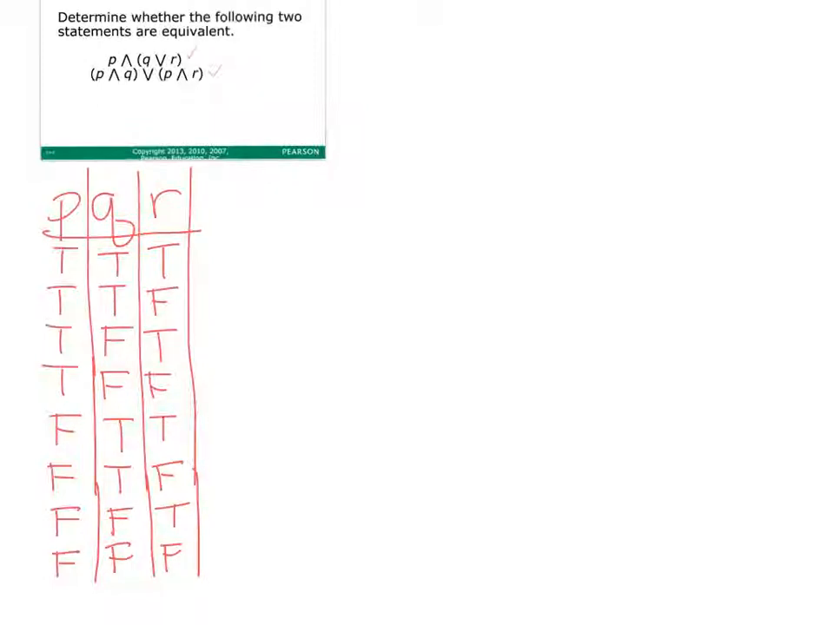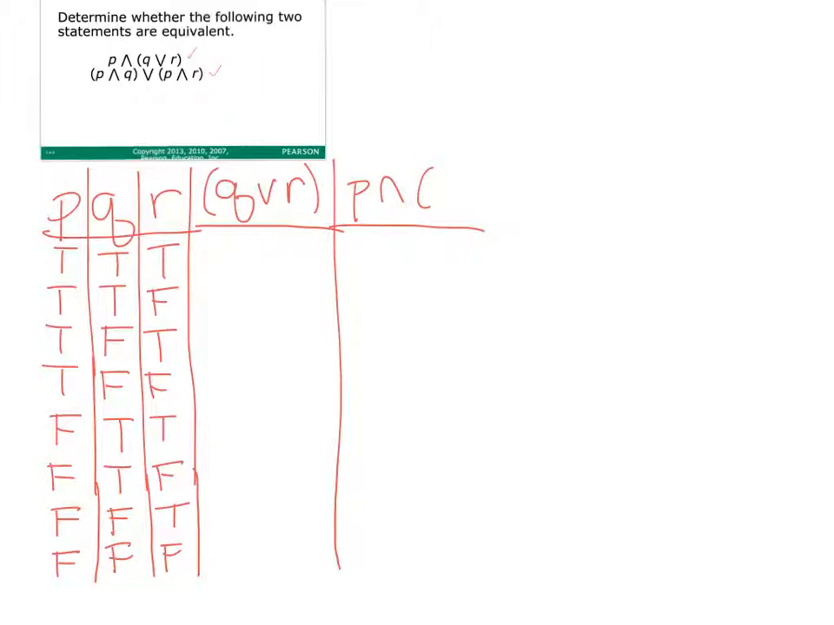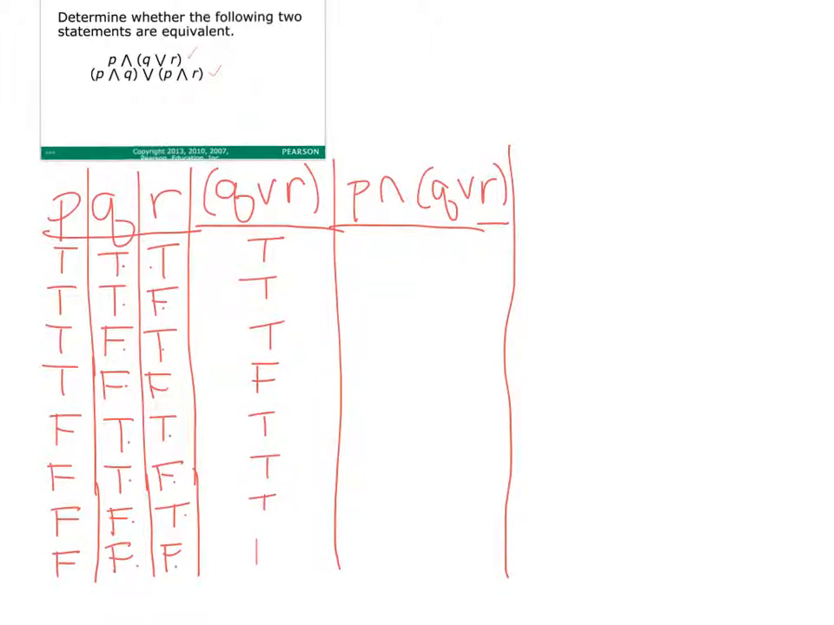In order to do this, we're first going to have to find the truth value of Q or R. And then once we have that, we can find the truth value of P and (Q or R), which will be the truth value for our first statement. Remember, in an or situation, as long as one of them is true, you get to mark it as true. So for Q or R, you have true, true, true, false, false, true, false, false. That'll be your first false situation.